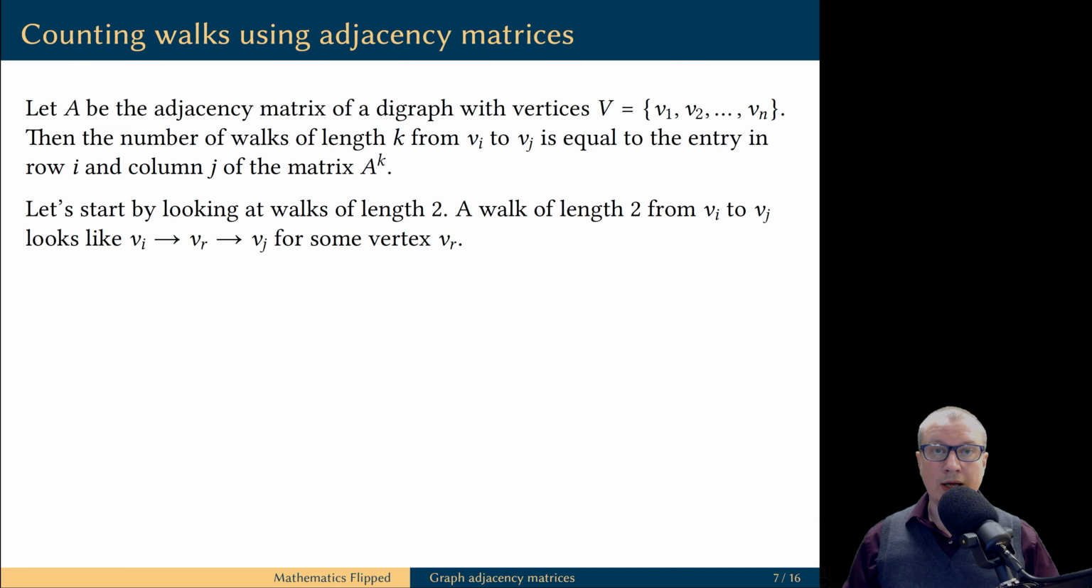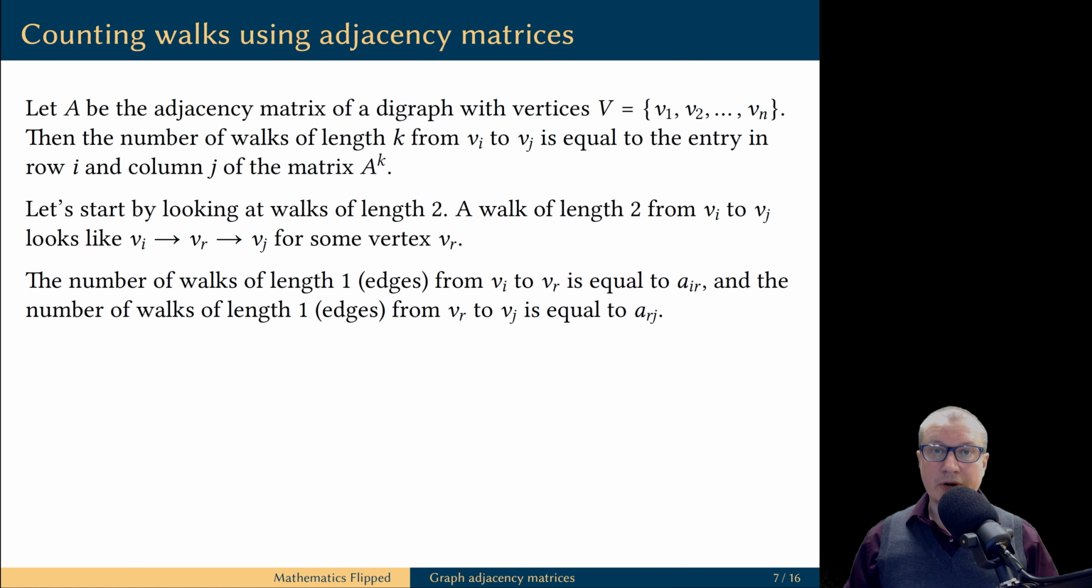But walks of length 1 are the same as directed edges in the graph. And the number of directed edges from vi to vr is equal to the entry in position ir of the adjacency matrix. Do you see why? The number of these walks is either 0 or 1. There could be a directed edge from vi to vr, in which case there is exactly one walk of length 1, or there could be no directed edge from vi to vr, in which case the number of such walks is 0. Same reasoning applies to the number of walks of length 1 from vr to vj.